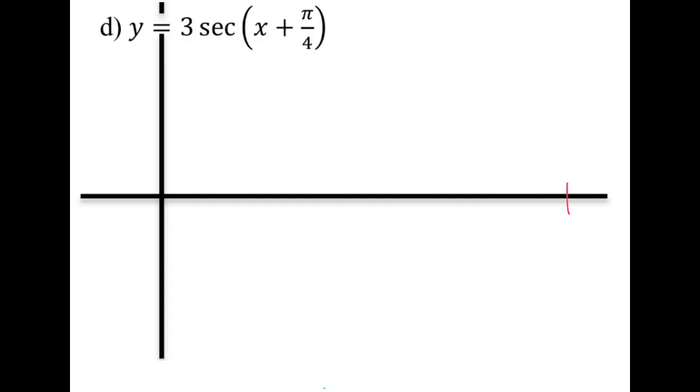So I'm going to mark 2 pi right there. Going to split it in half. Mark that pi. Going to split it in half. Mark that pi over 2. And then I have to have 3 pi over 2 right there.